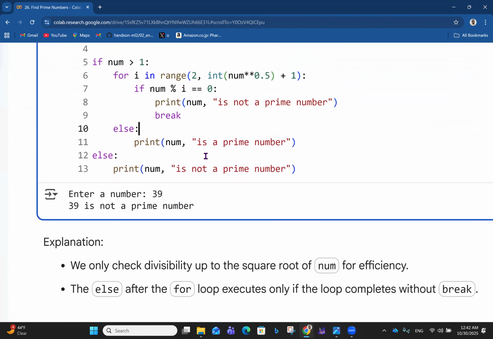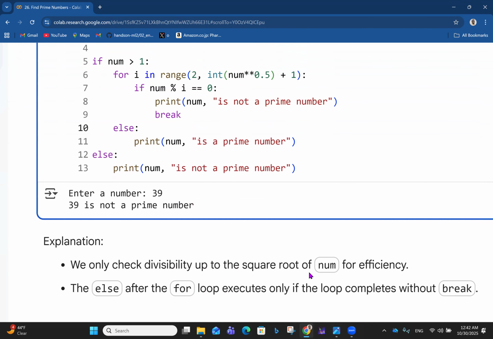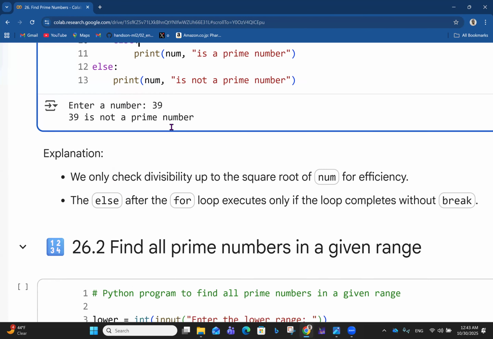The explanation here is that we only check divisibility up to the square root of num for efficiency. The else after the for loop executes only if the loop completes without a break. So once you discover that the number is not a prime number, it just breaks. Otherwise, you go ahead and report that the number is prime, and if not, it continues operating.